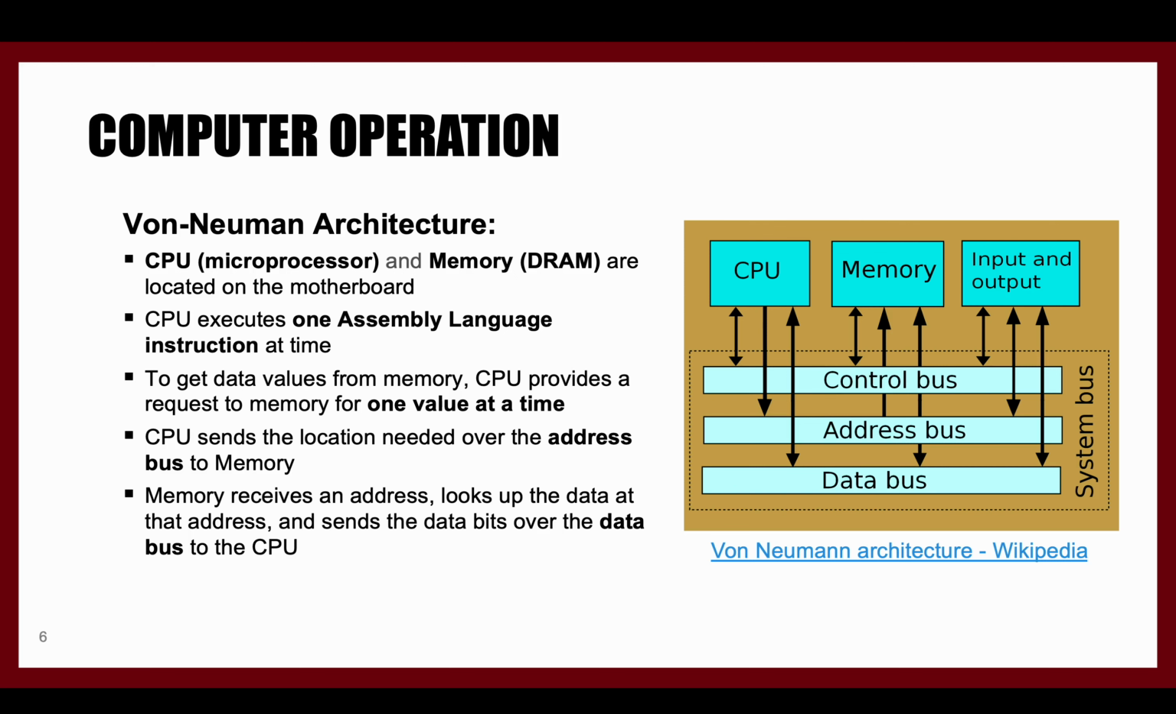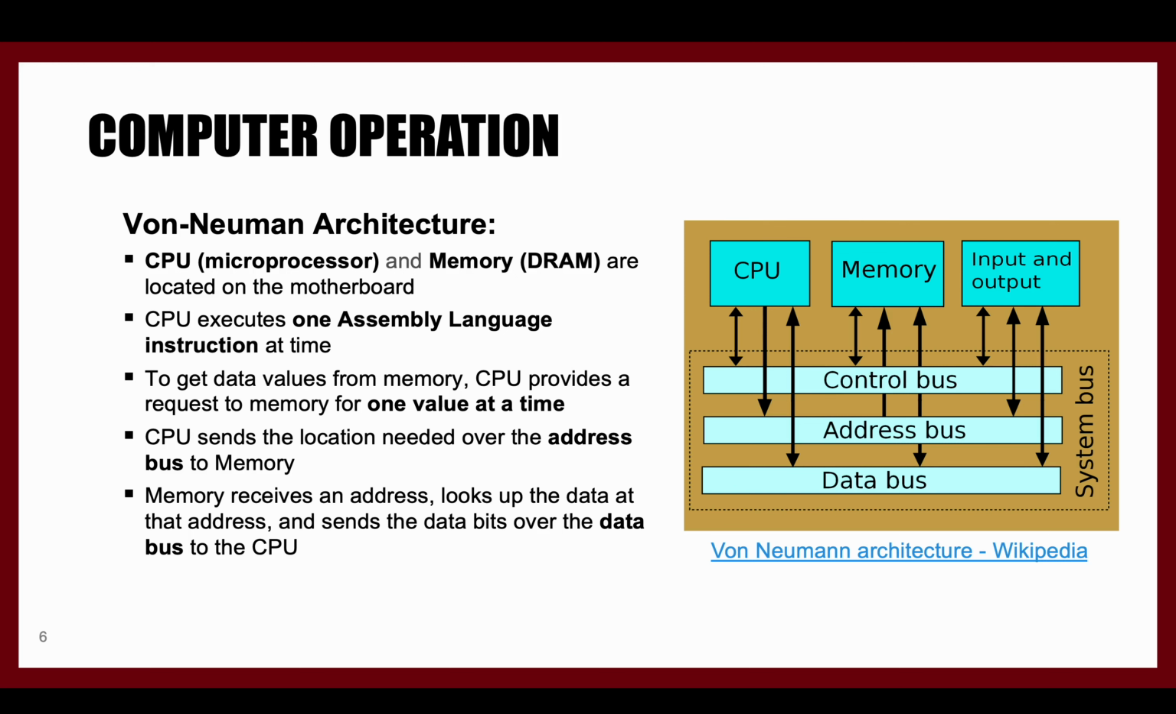Key points: CPU and memory location. Both are located on the motherboard. Assembly language execution. The CPU executes one assembly language instruction at a time. Assembly language is a low-level human-readable representation of the machine code instructions. Data retrieval. To obtain data values from the memory, the CPU sends a request to memory for one value at a time.